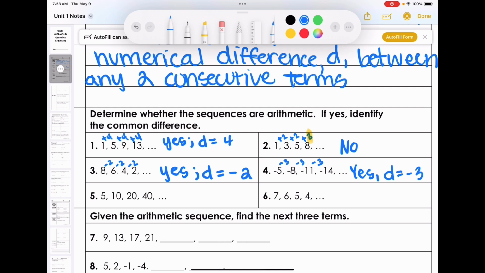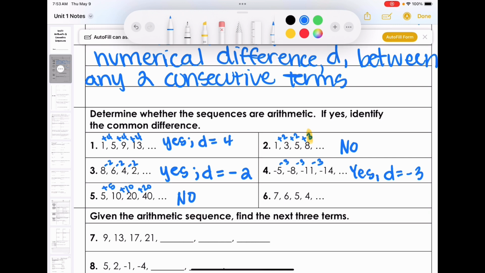All right, 5, 10, 20, 40. So to get from 5 to 10, I'm adding 5. To get from 10 to 20, I'm adding 10. Then I'm adding 20. So that is not adding or subtracting by the same number, so this is not an arithmetic sequence.